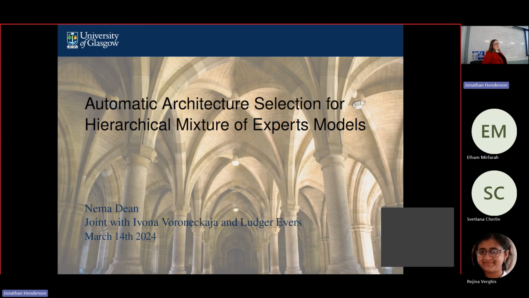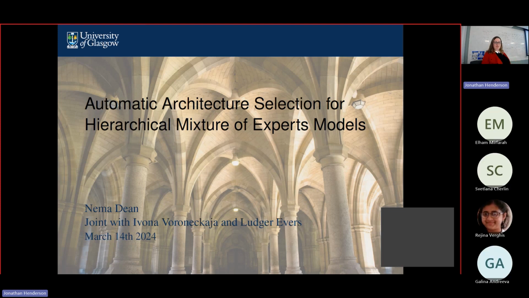As the title says, I'm going to be talking about automatic architecture selection for hierarchical mixture of expert models, but I'm not assuming anyone has seen any part of that before, so we're going to start from scratch. This is joint work with a former colleague, Ludger Evers, who's now left academia, and as is usual, the PhD student who did the project was doing the bulk of the work. That's Ivana Borakaja. So she did all the coding and stuff on this.